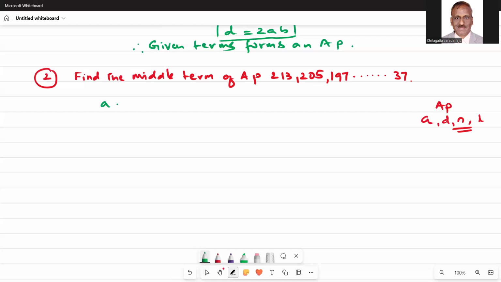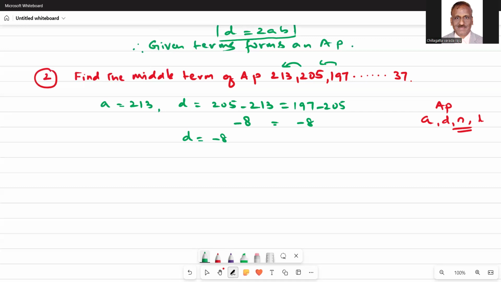What is given to us in this condition? A is equal to 213. What is the common difference? These terms are in descending order, so naturally you will get a negative common difference. So D is equal to 205 minus 213, or 197 minus 205. Is it 8? Minus 8. Therefore, D is equal to minus 8. After D, what is given? 37. So L is equal to 37.